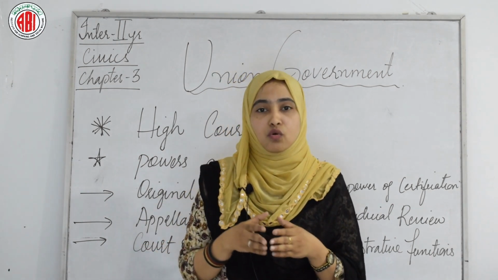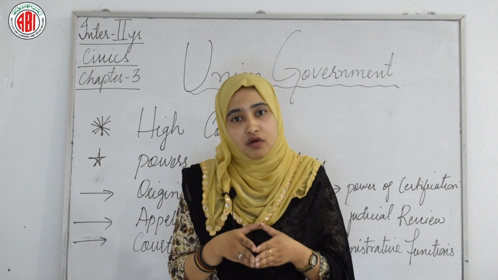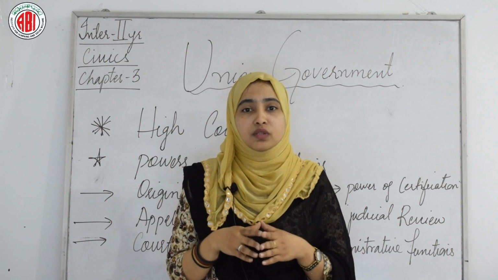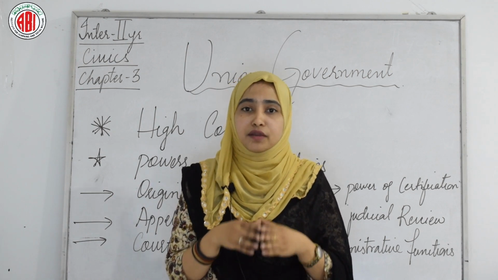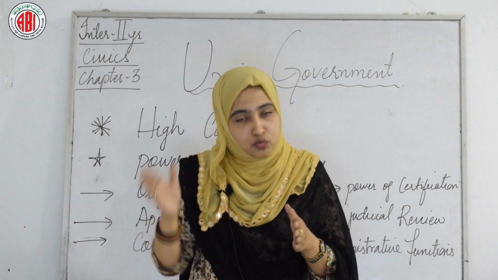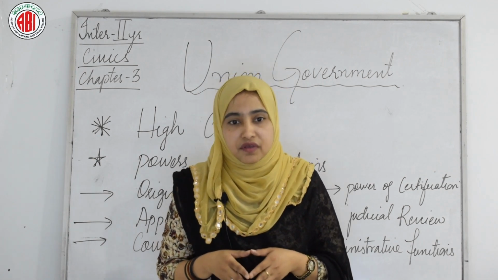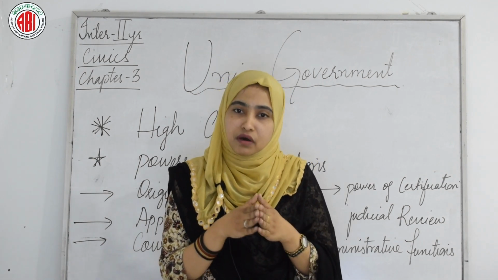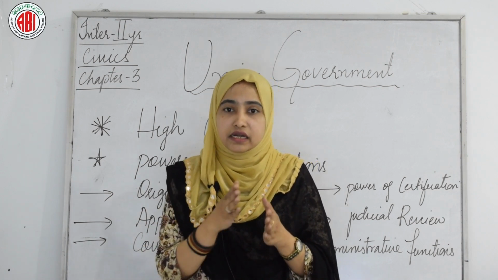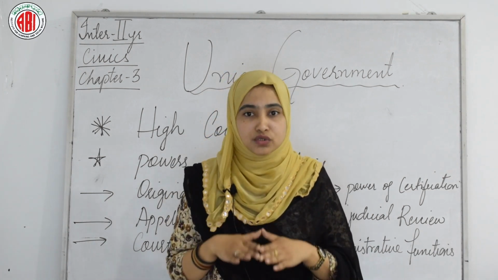Now come to the court of record. Here the High Court's decisions and judgments are recorded and taken as judicial precedent. Okay. Now the power of certification. Here in most of the cases the High Court gives a certificate to appeal in the Supreme Court on its decision. Okay. Now judicial review. In this the High Court has the power to review and declare any law or ordinance void if it alters the Constitution. Up to here, these are the powers of the High Court.